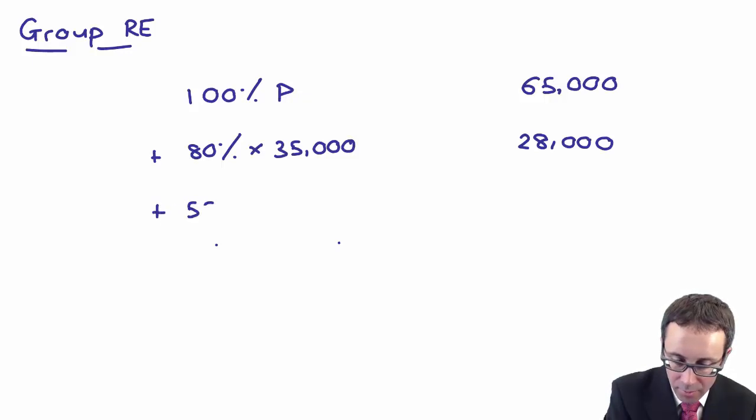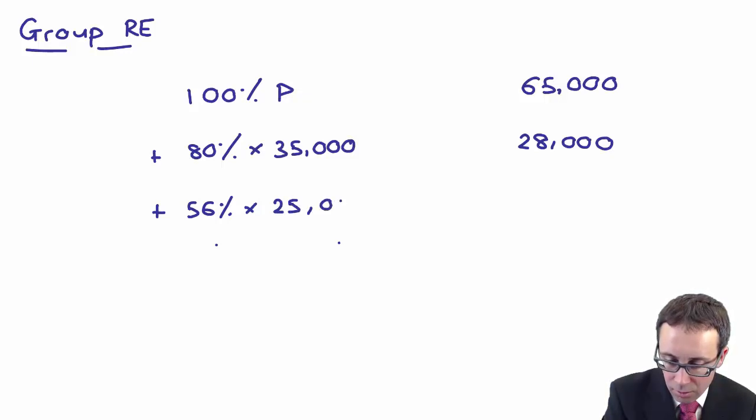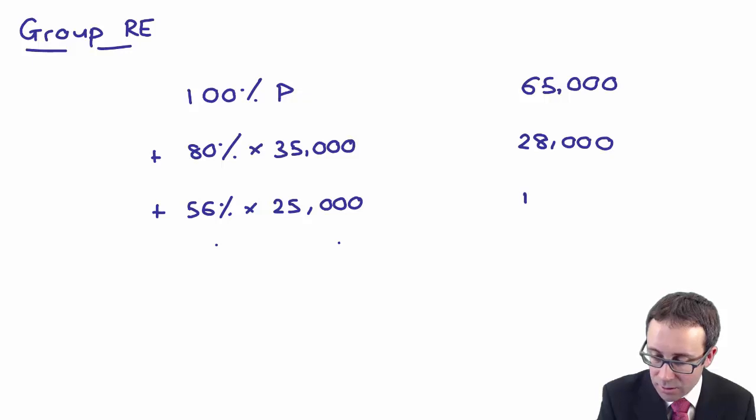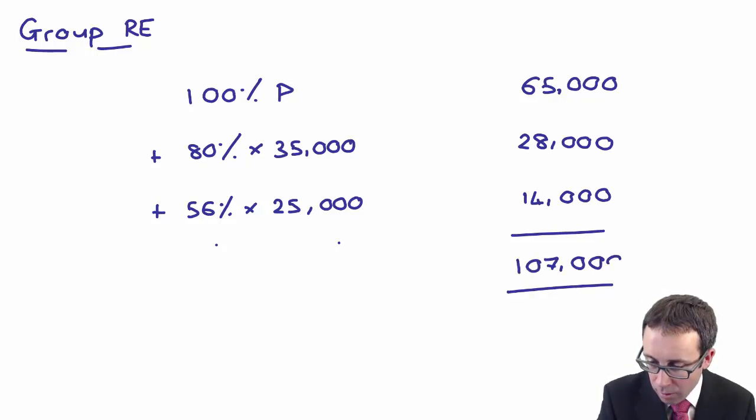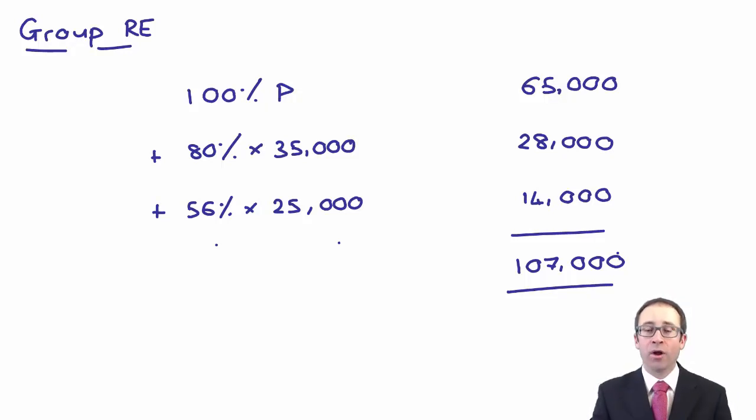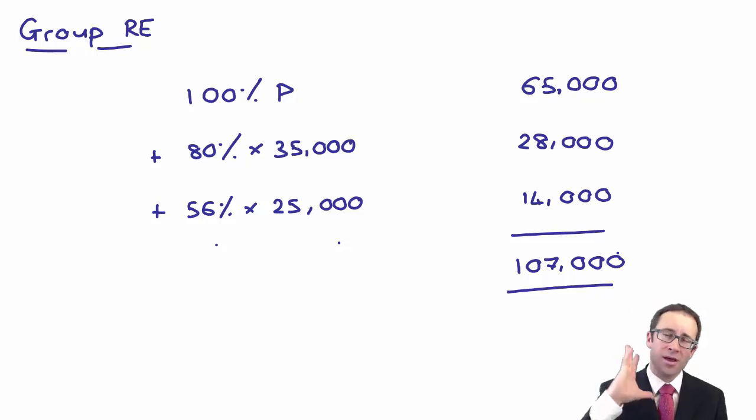And then we add on the parent share, 56% of Russell's at 25,000, which gives me 14. If you total that up, that gives you the 107,000 as your group retained earnings. There we go. We've done the group structure, the net assets. We've gone through as well and looked at the goodwill, the non-controlling interest, and the group retained earnings. Those 5 separate standardized workings. There hasn't been any PUP adjustments, no intercompany balances, no impairments or anything like that.